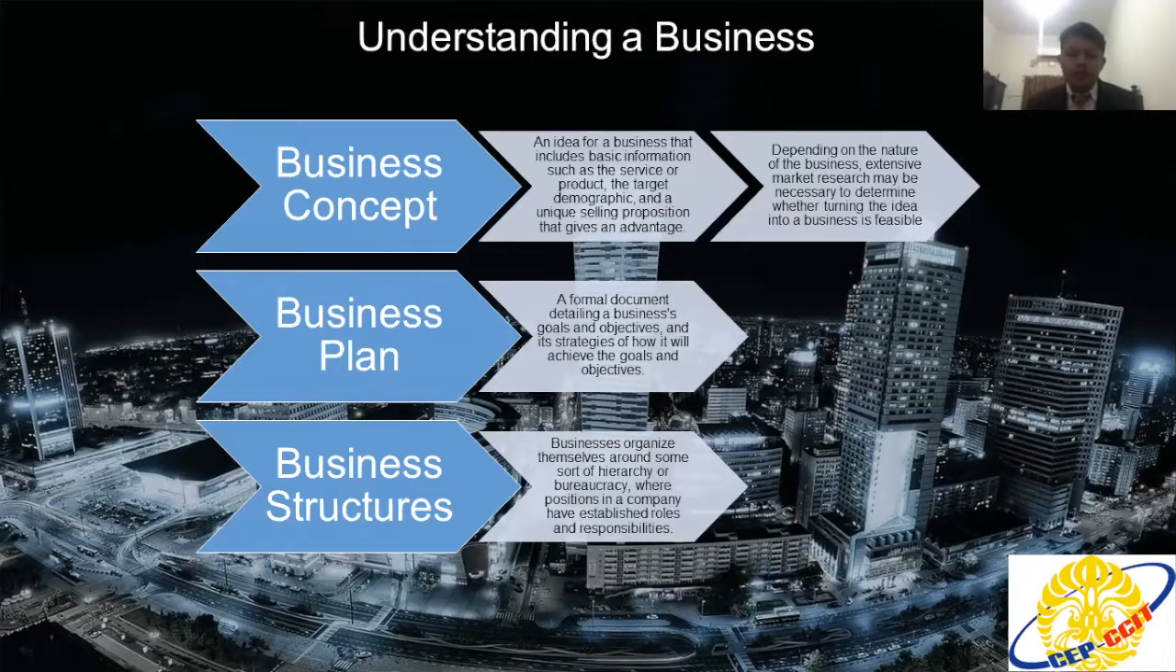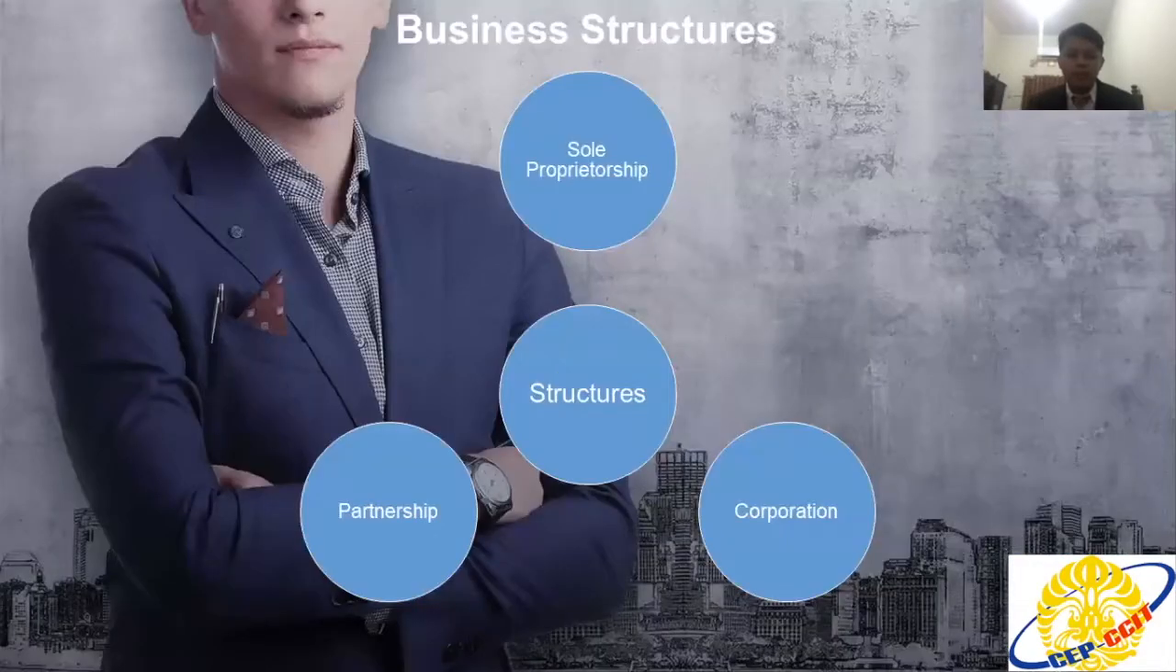The structure is usually how a business organizes itself around some sort of hierarchy or bureaucracy, where positions in a company have established roles and responsibilities. There are three types of business structures: a sole proprietorship, or a single-man company, a partnership, and a corporation.